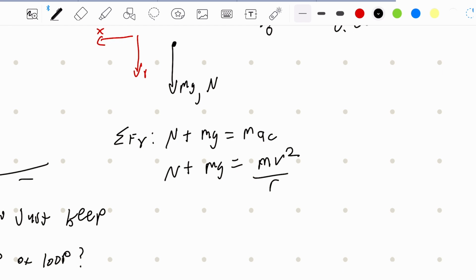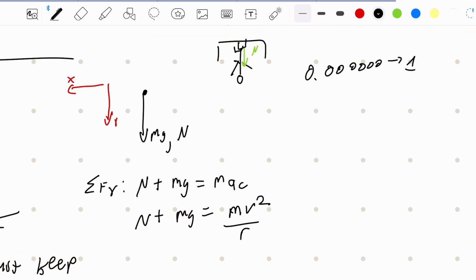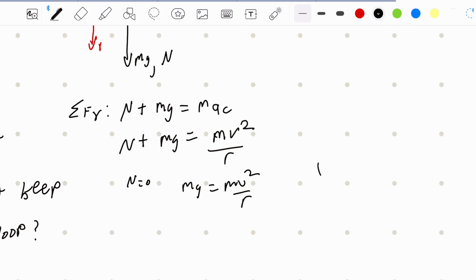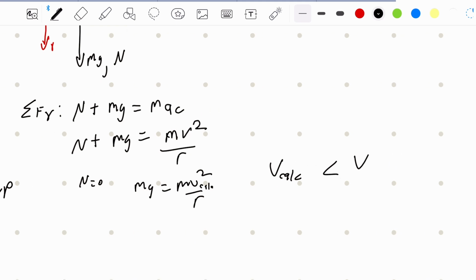So we can solve for this velocity by saying that anything faster than this velocity, there's a normal force greater than 0. Anything less than this velocity, there is a normal force less than 0. So we say n is equal to 0, and we have mg is equal to mv squared over r. And again, if the velocity of this thing is greater than v calculated, they will have some positive normal force greater than 0.